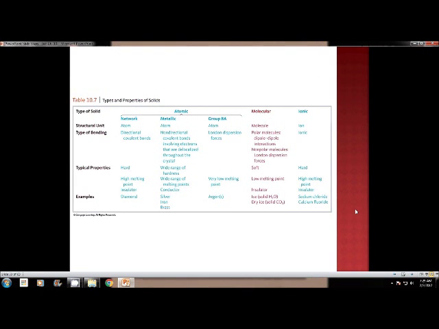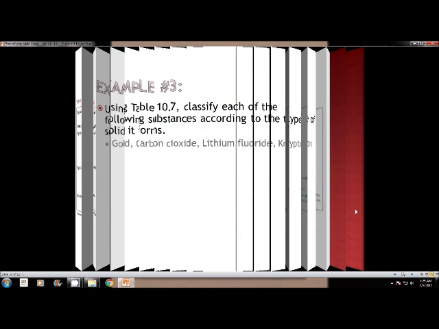This table is in your notes. It's a summary of all the different types of solids. Atomic, we can have network, metallic, or group 8A, which are not very common, molecular, and ionic. So you can use this to help you classify substances. You're going to need to know this like the back of your hand before you take a quiz.